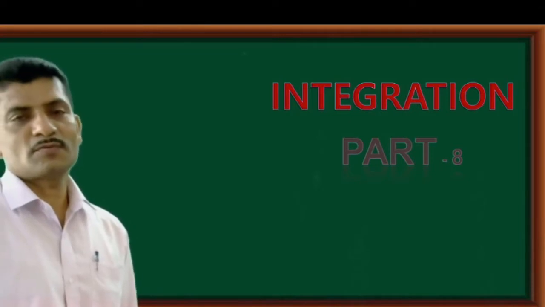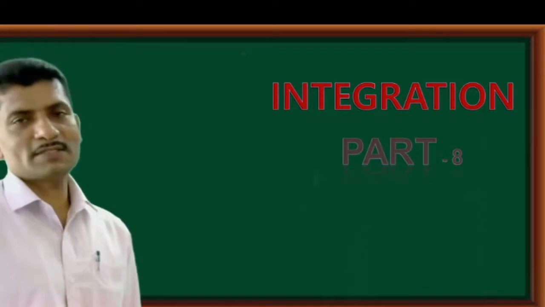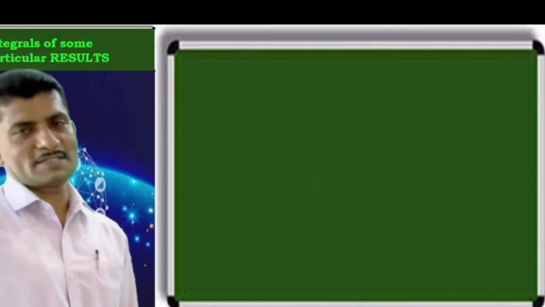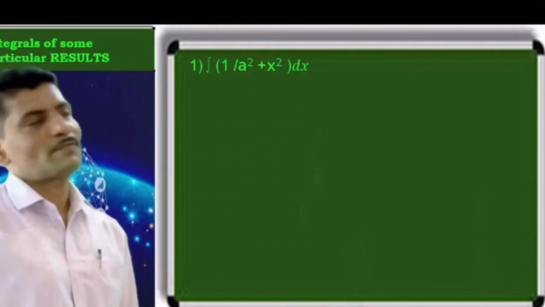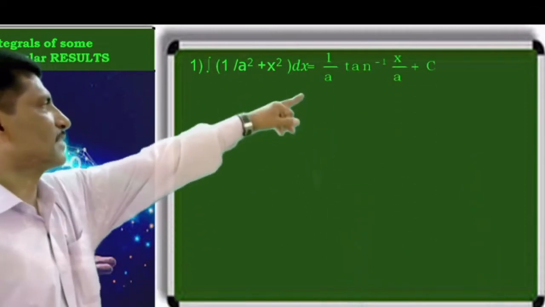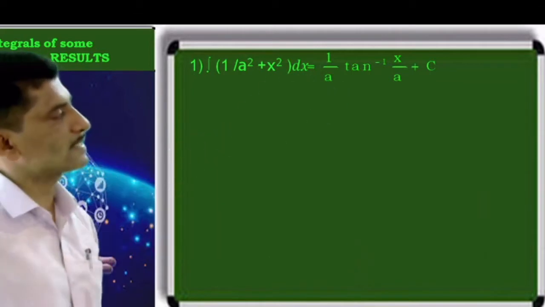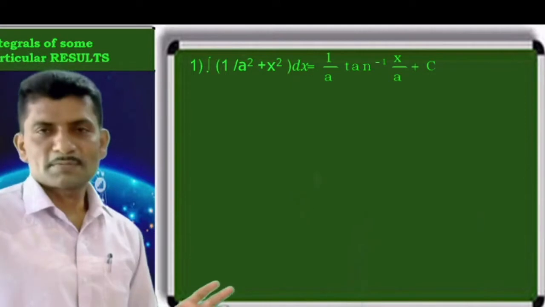Now we will solve some problems using the particular results. The first result is the integral of 1 divided by a square plus x square into dx. This result is 1 by a into tan inverse of x by a plus integral constant.